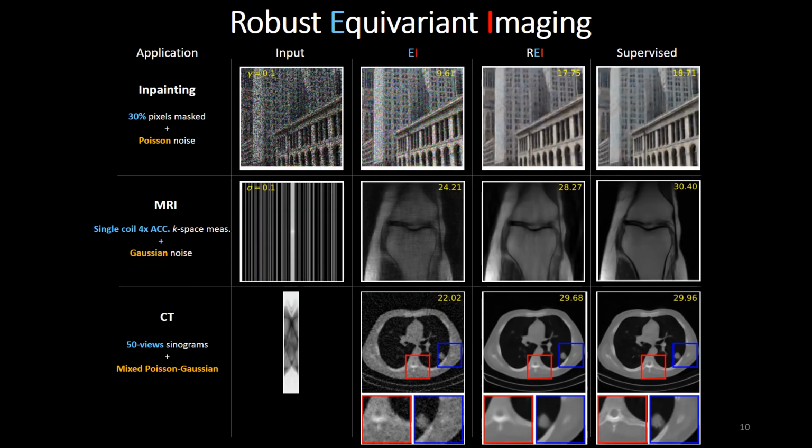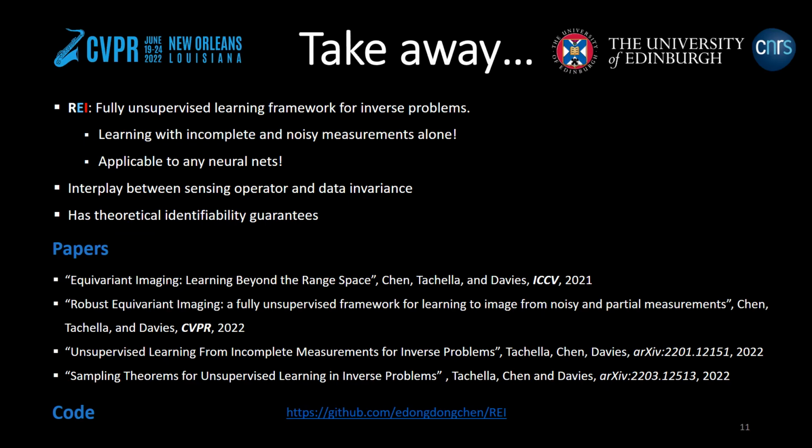We compared the robust EI with EI and supervised learning on different inverse problems. Robust EI achieved considerable performance gains, approaching the quality of reconstruction trained with ground truth data using supervised learning. In this paper, we introduced a fully unsupervised learning framework that can learn the reconstruction function from the measurement data alone. The code has been released.